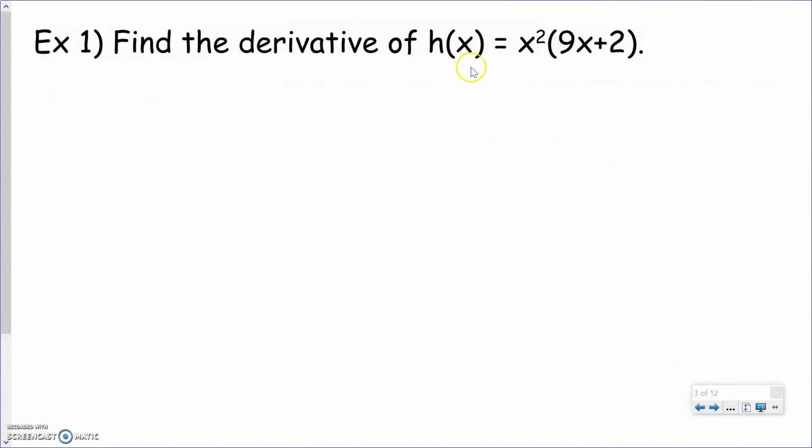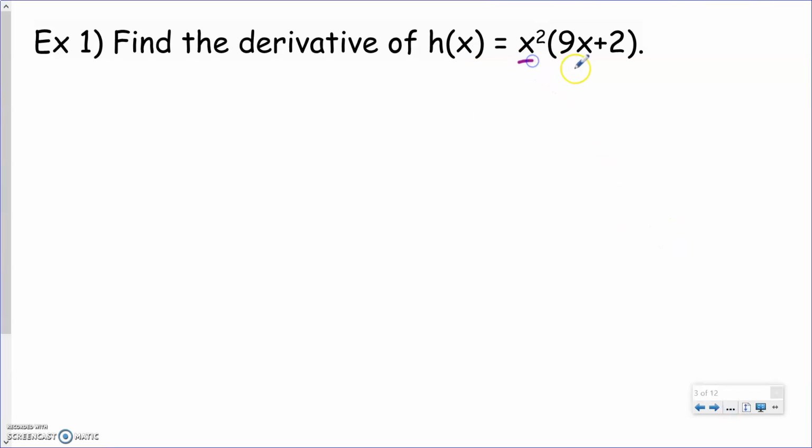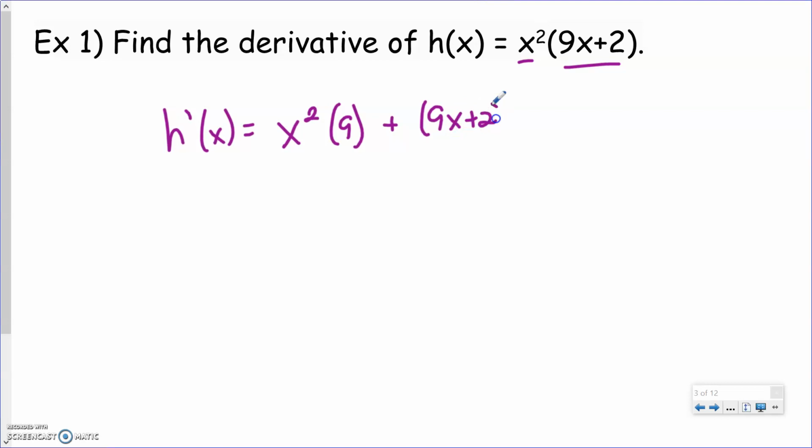So here's my 1, and here's my 2. So when I find h prime of x, I tell myself 1 d2, so the derivative of 2 is just 9, plus 2 times the derivative of 1, or d1, so 2 times x.